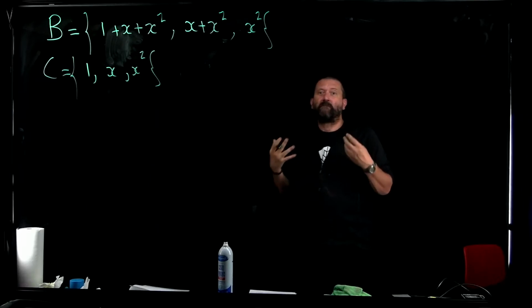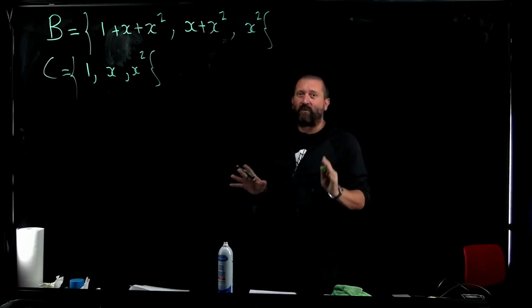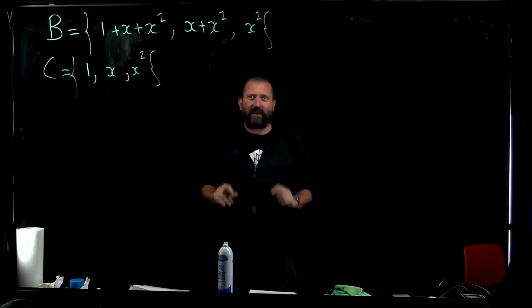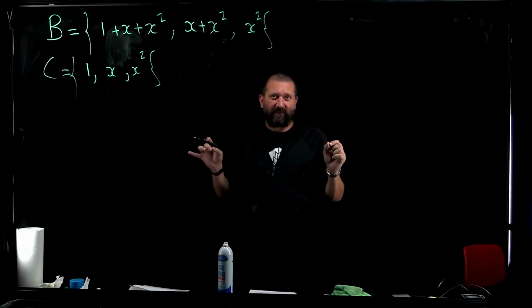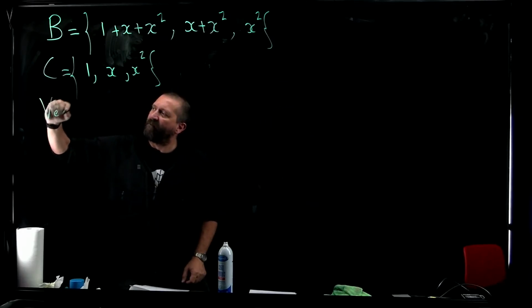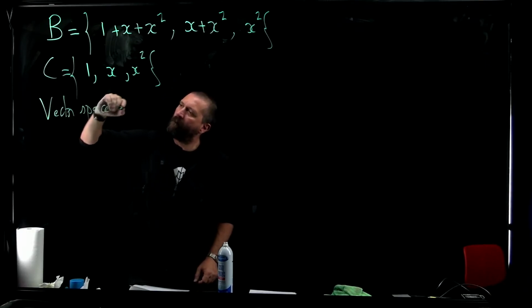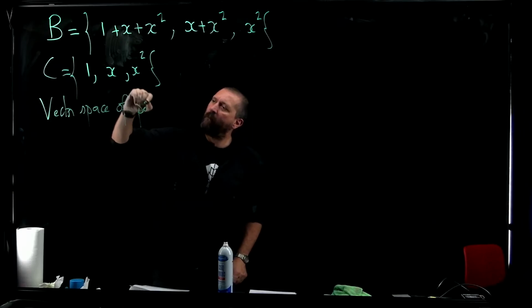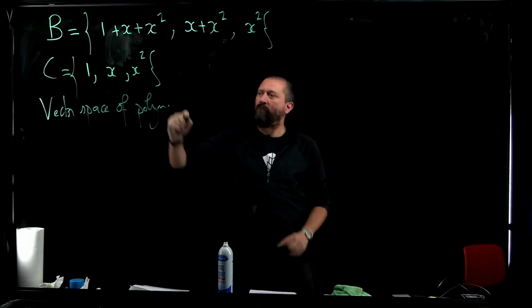These are bases, and I will show you in a second that this is no more complicated than what we've seen elsewhere. And I'm going to take a point in this vector space, the vector space of polynomials of degree less than or equal to 2.